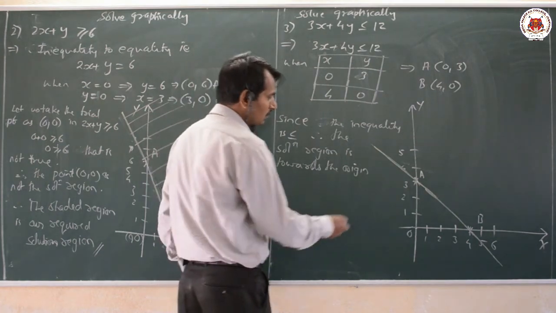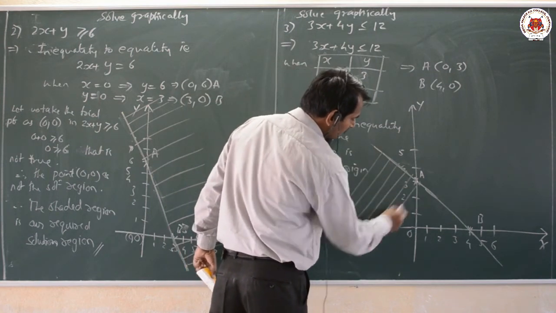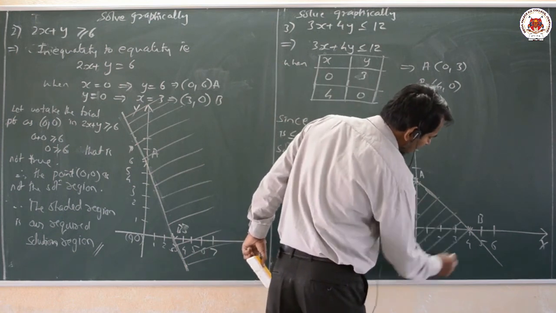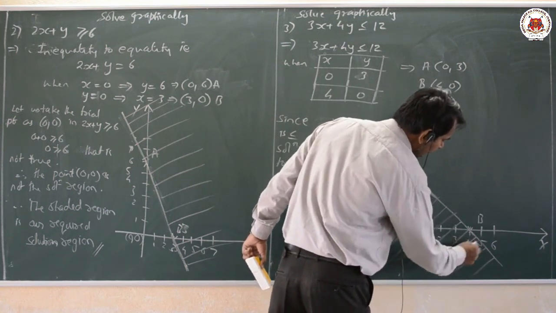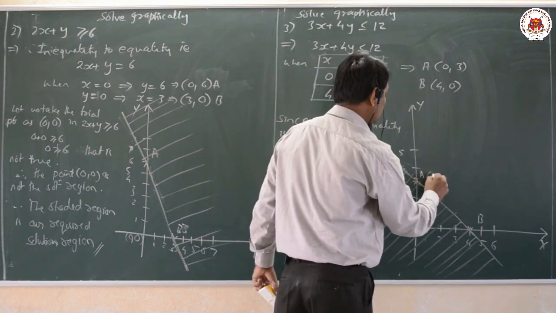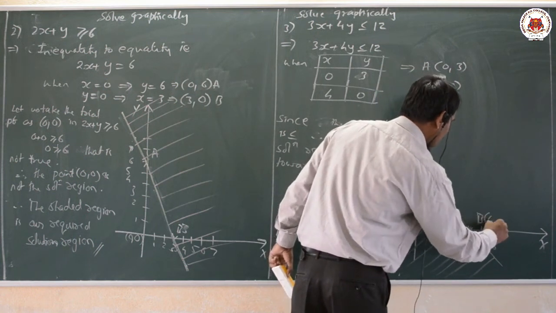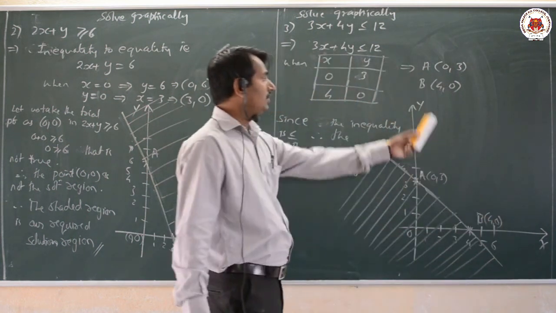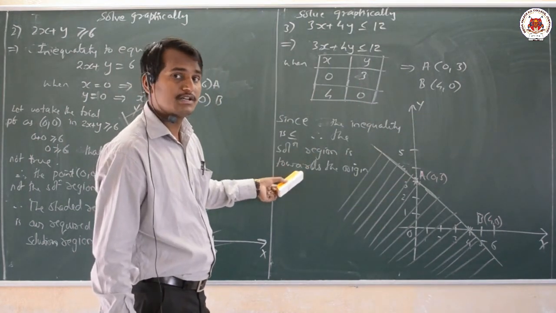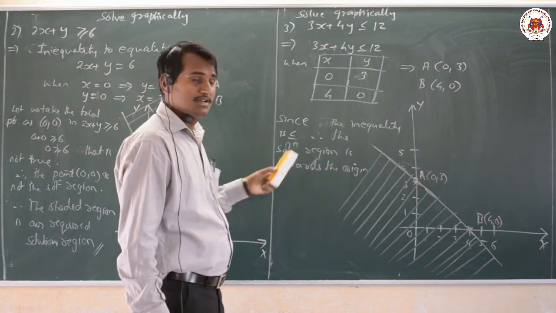Now we shall mark it. Towards the origin means this region. Compulsorily we have to do the shading here. This matters a lot: shading, drawing the line, and finding out the points. Coordinate points also carry marks, that is 0, 3 and the point B of 4, 0. Finding the points carries marks, as well as writing the answer, that is whether the solution shaded region is towards the origin or away from the origin, that is compulsory to write.